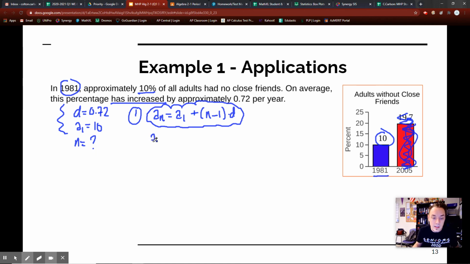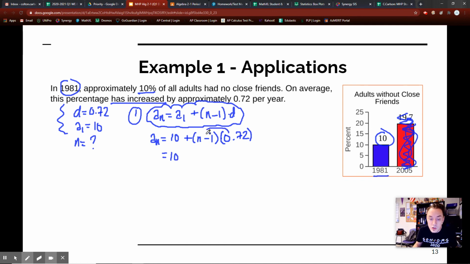So a sub n, do I know n? Again, I don't, but that's okay. It's not asking for it right now. So a sub n equals, what's my a sub 1? This is 10. And then plus my n, again, we don't know it, minus 1 parentheses times my d value, which in this case is 0.72. So let's start simplifying this stuff here. If you want to put parentheses around this 0.72, that's fine too.